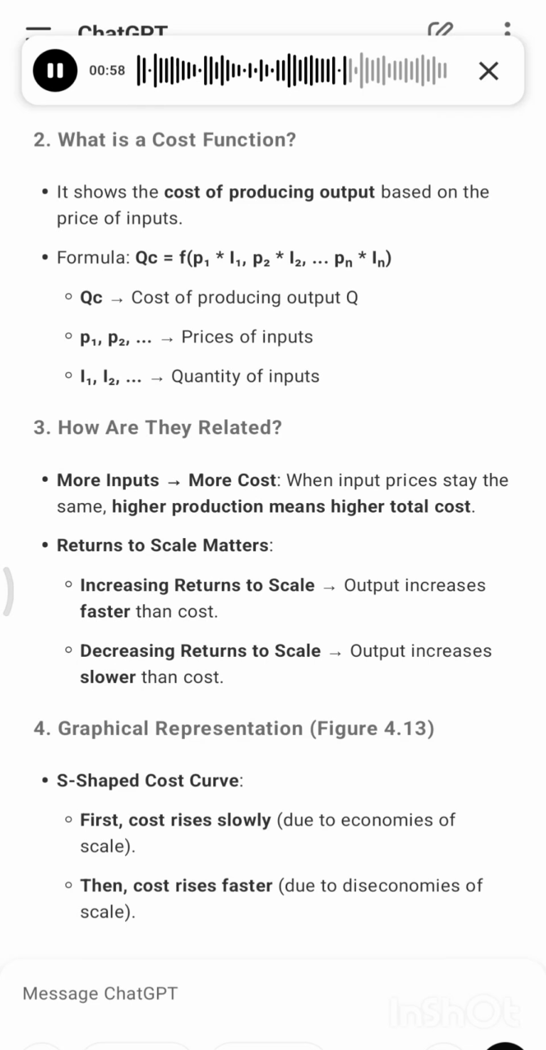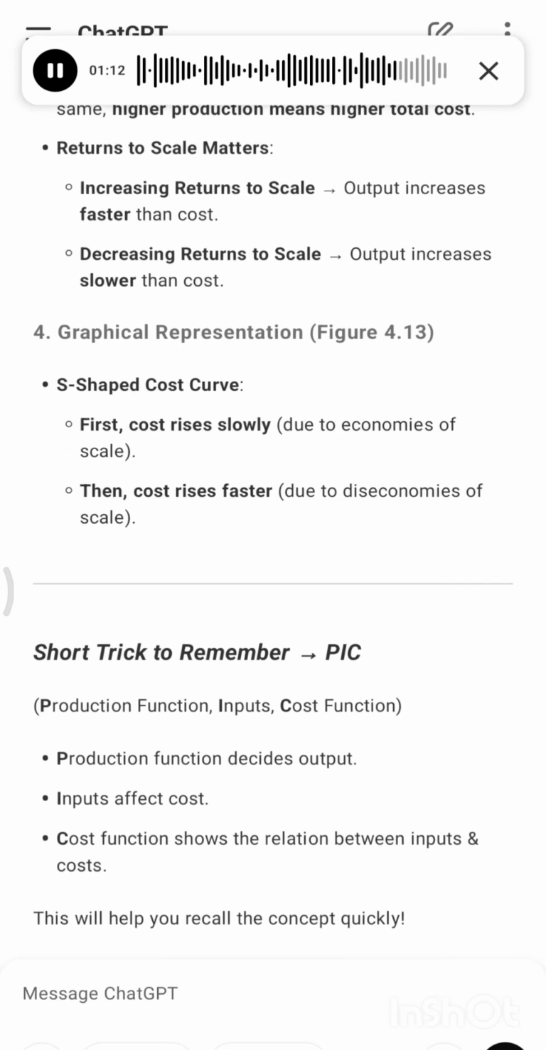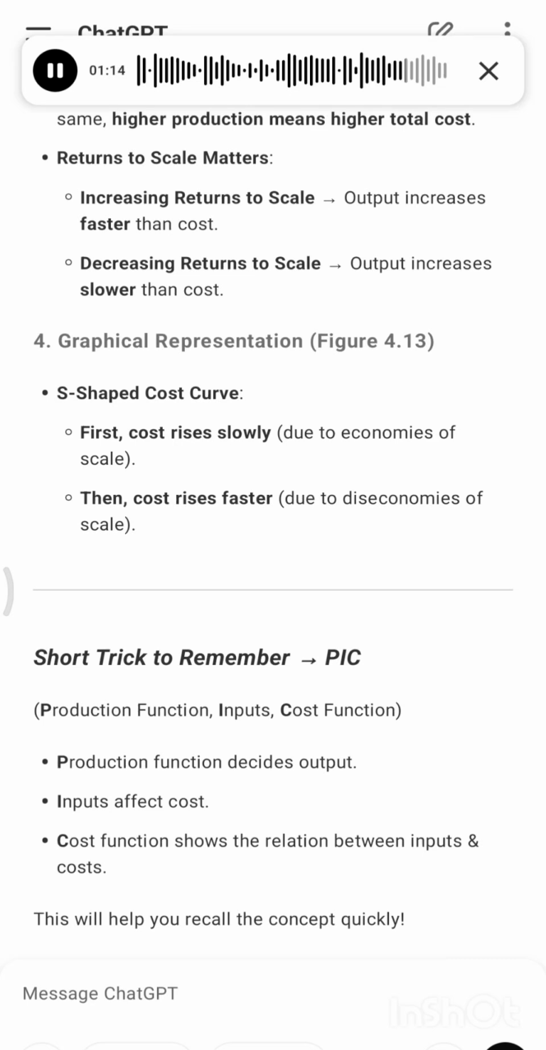4. Graphical representation, figure 4.13. S-shaped cost curve. First, cost rises slowly due to economies of scale. Then cost rises faster due to diseconomies of scale. Short trick to remember: PIC, production function, I inputs, C cost function. Production function decides output. I inputs affect cost. C cost function shows the relation between inputs and costs. This will help you recall the concept quickly.